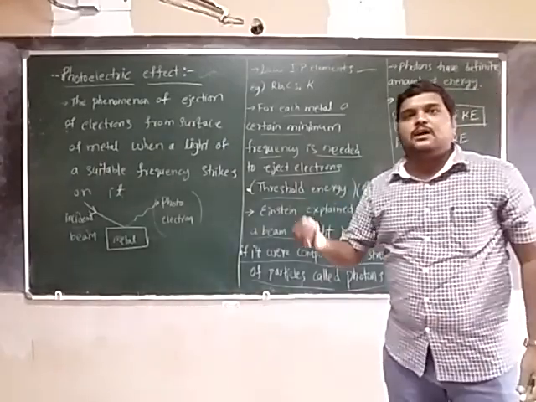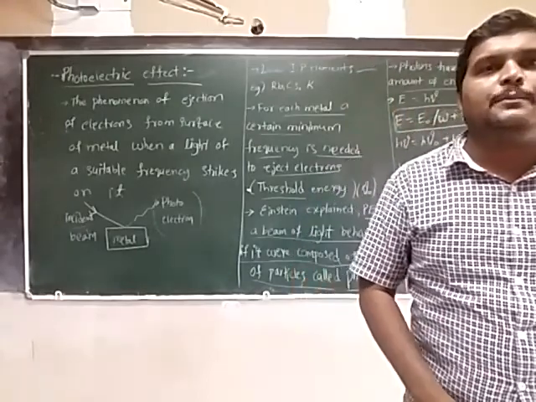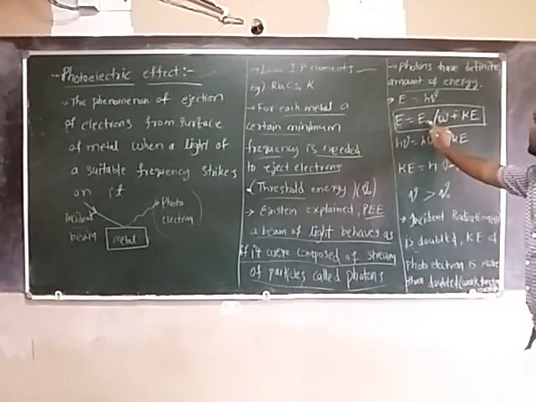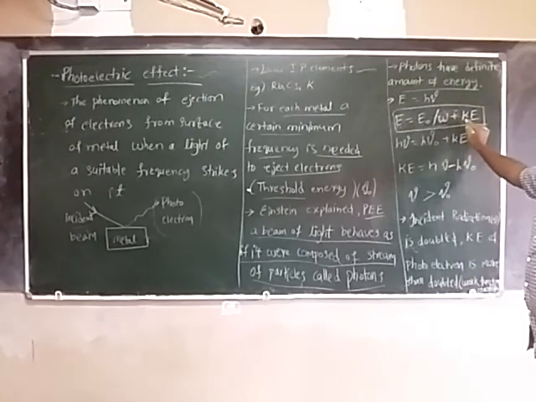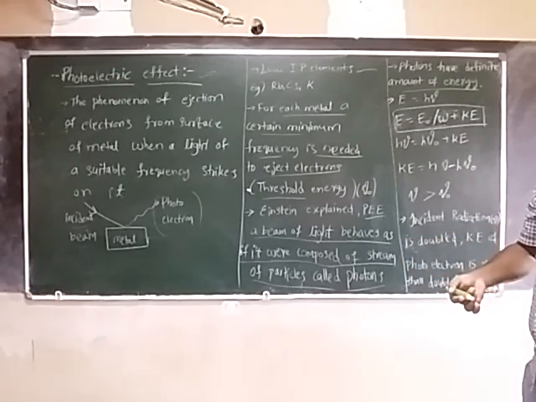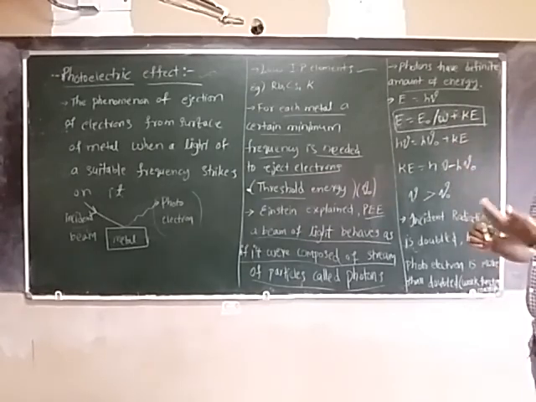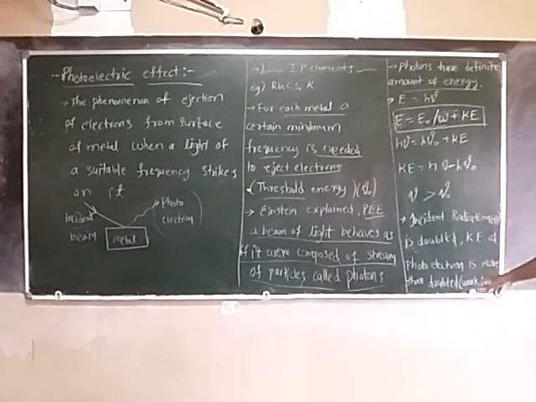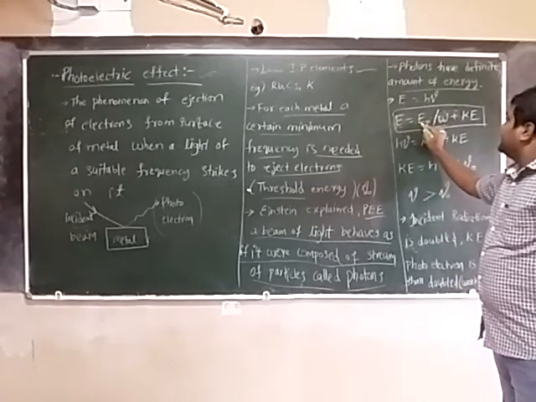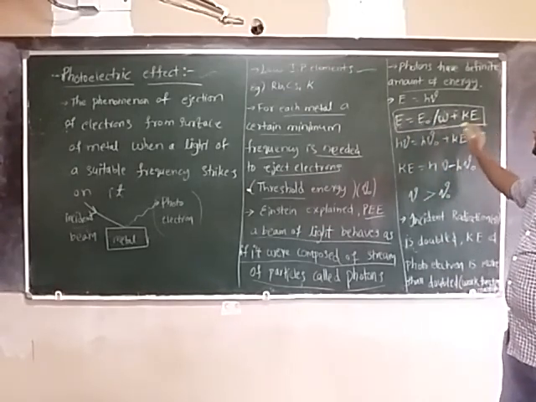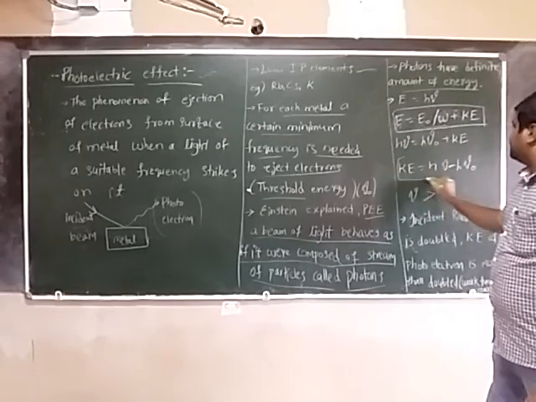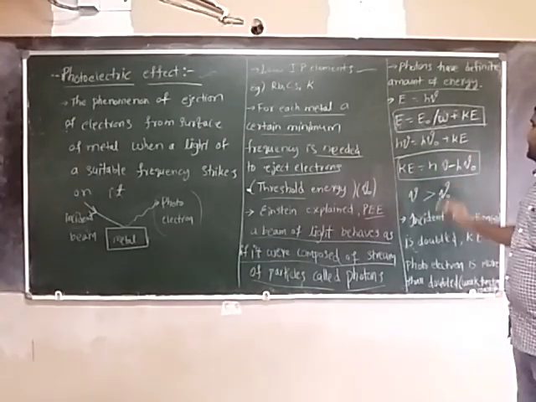The amount of energy we are giving is used to do the work of removing the electron, plus the extra amount of energy we give turns into the kinetic energy of the photoelectron. So E is equal to E naught or W plus K, that is, h nu equals h nu naught plus K. So kinetic energy is equal to h nu minus h nu naught.